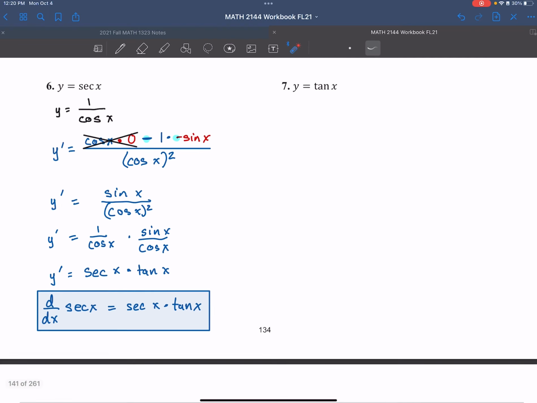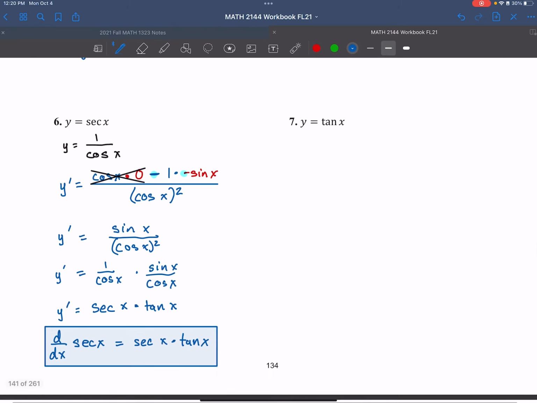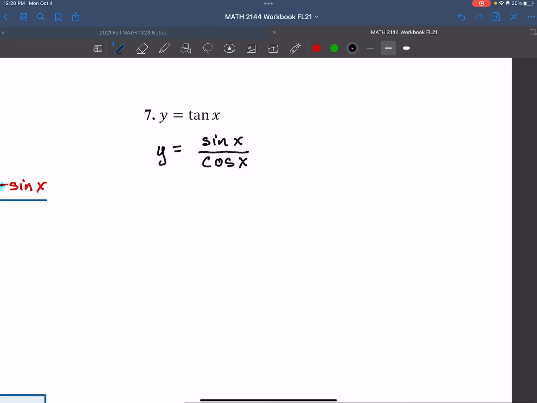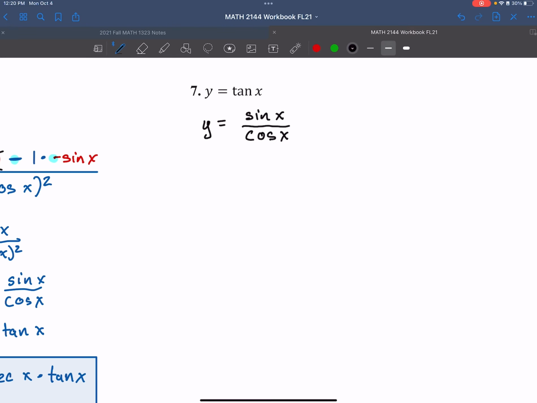All right. Number 7, again, is tangent, but we can derive this similarly just using the quotient rule, recalling that the tangent is sine of x over cosine of x. So not too much new right here. I think you may be able to do it independently. So let me give you a moment just to get your hands on it and see if you could apply the quotient rule to find the derivative of tangent.